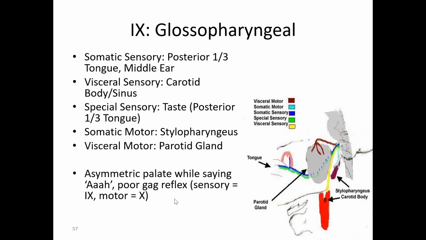Ninth cranial nerve, the glossopharyngeal nerve, has somatic sensory fibers supplying the posterior one-third of the tongue, and some somatic sensory branches to the middle ear. Visceral sensory branches go to the carotid body and sinus, special sensory fibers to the posterior one-third of the tongue, and somatic motor branches to the stylopharyngeus involved with swallowing. Visceral motor branches go to the parotid gland for salivary function.